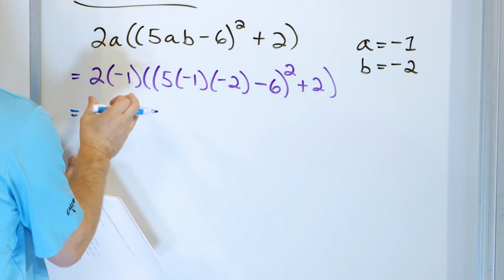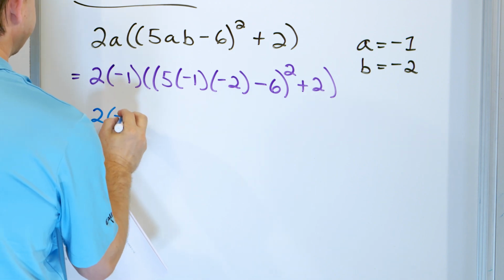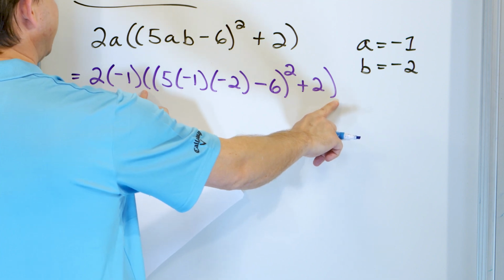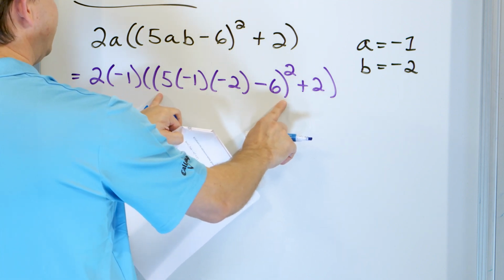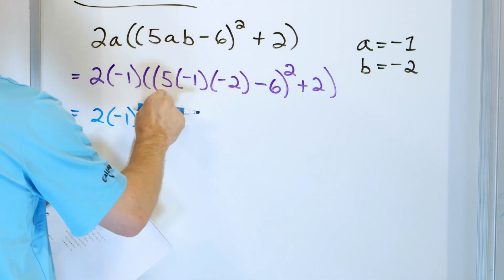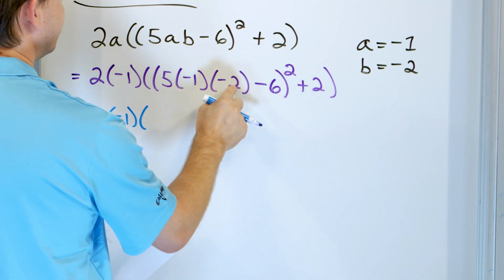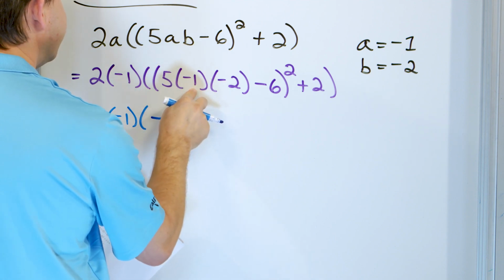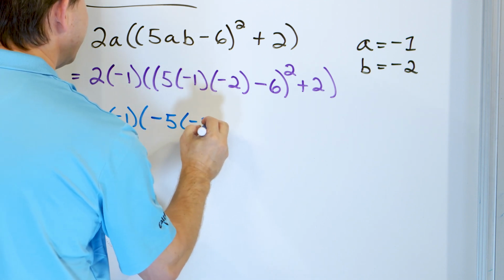All right. We have 2 times negative 1 on the outside. We'll do that later. But on the inside, we have this parentheses. Inside of that, we have this set of parentheses. And inside of here, we have multiplication happening. 5 times negative 1 times negative 2. So 5 times negative 1 is negative 5 because positive times negative. Still have to multiply by negative 2.